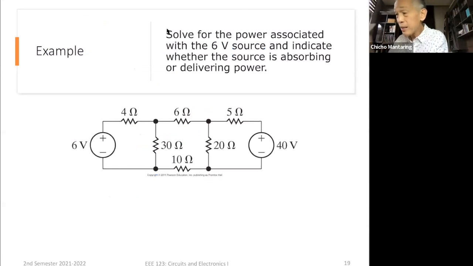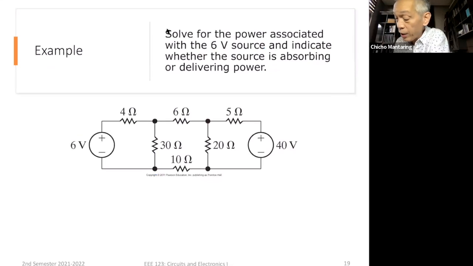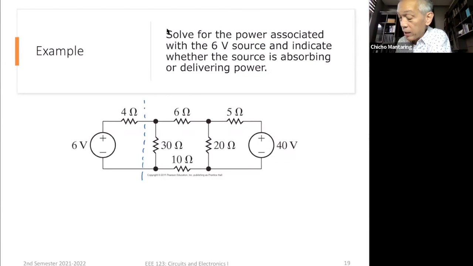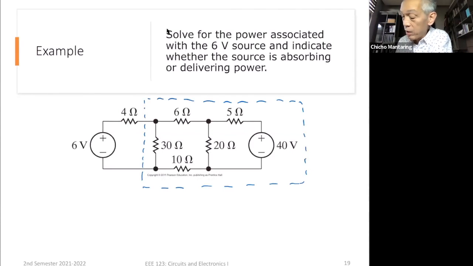So let's take an example. Always best to illustrate by means of an example. Solve for the power associated with the 6-volt source. So if I want to get the power associated with the 6-volt source, the best is if I can convert this to an equivalent circuit.